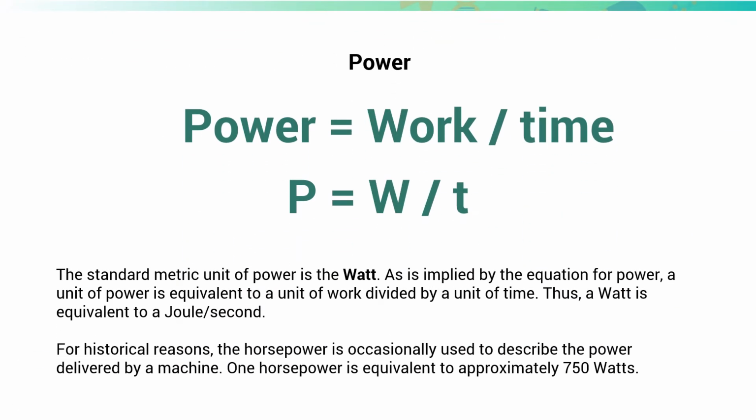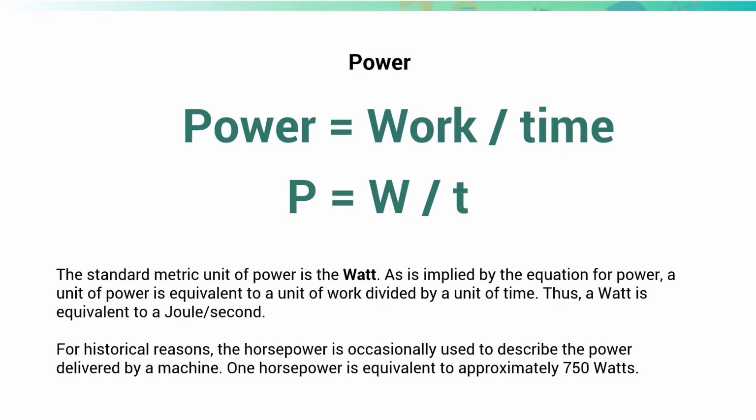Remember that power is the rate at which work is done. It is the work-time ratio. So in this formula, you're just going to divide work by the time in a certain scenario. Mathematically, it is computed using the following equation. Power is equal to work divided by time, or simply P = W/T.